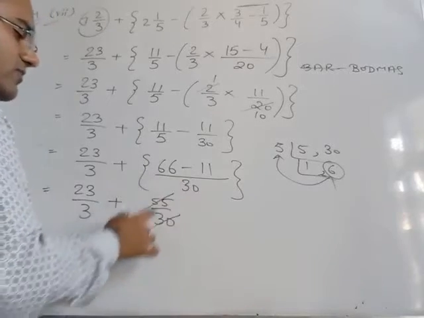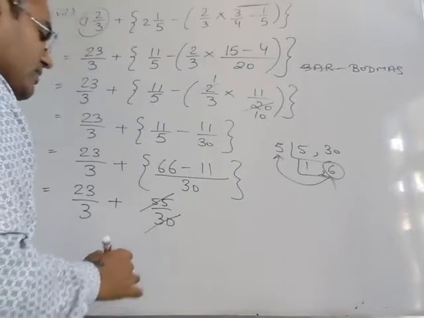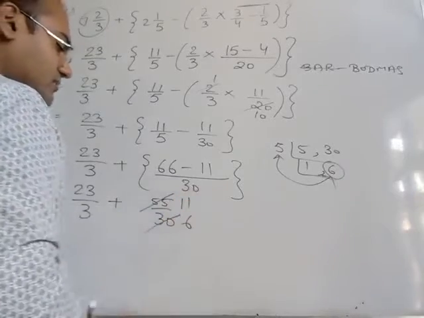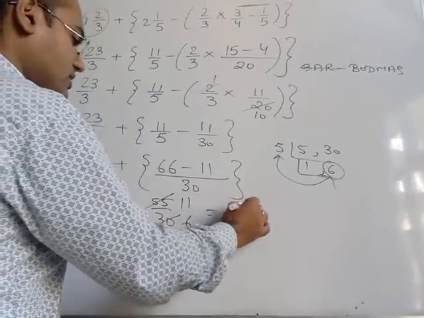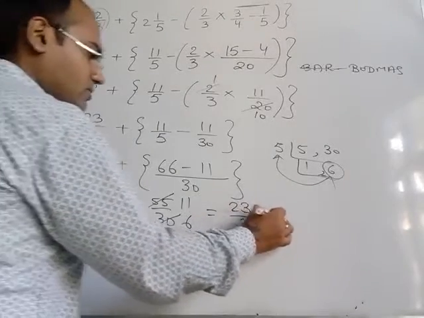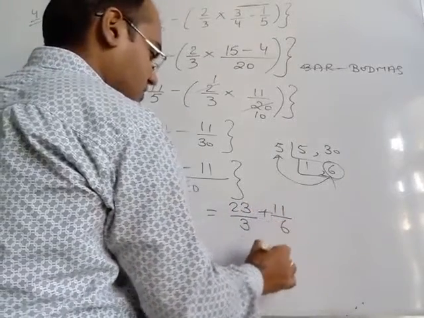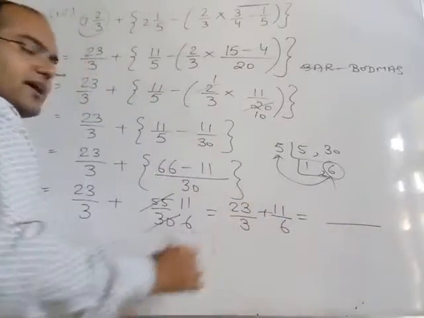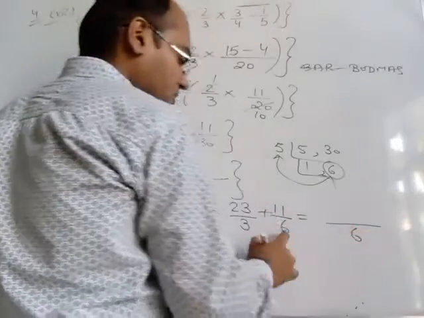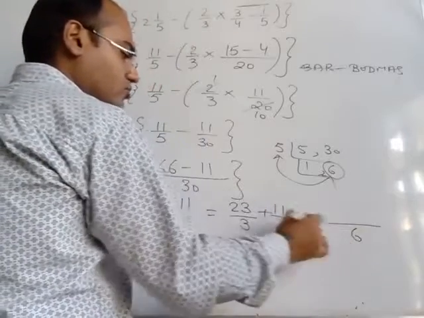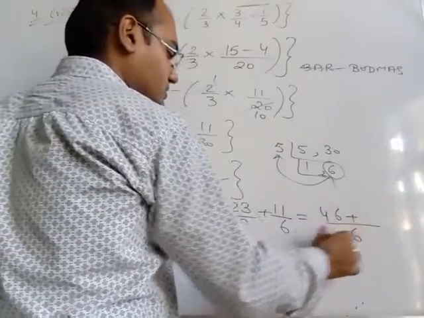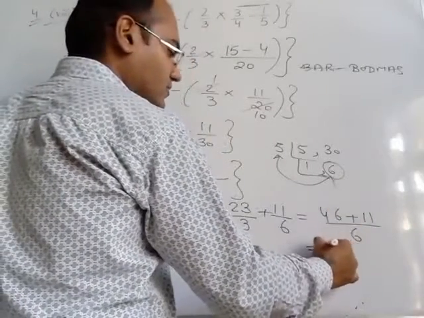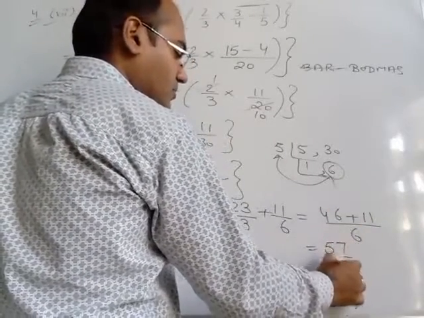Now these two numbers we can cancel with the same table. 5 6s are 30, 5 11s are 55. So here we are getting 23 upon 3 plus 11 upon 6. Now we will take the LCM and then we will add. The LCM of 3 and 6 will be 6. 3 2s are 6, 2 into 23 will be 46. 6 1s are 6, 1 into 11 will be 11. On adding these numbers we will get 57 upon 6.